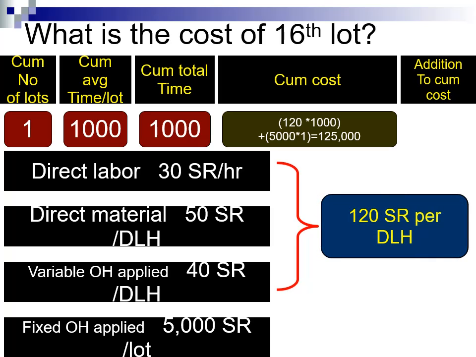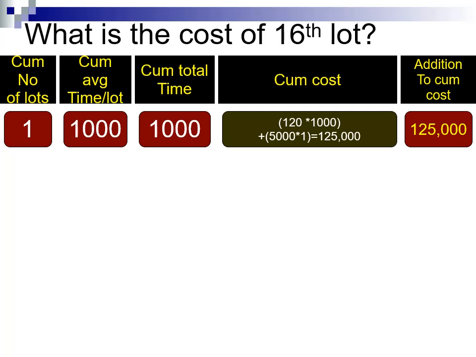So, we multiply 120 Saudi Riyal by 1,000 labor hours, and that plus the fixed overhead of 5,000 Saudi Riyal. The result will be 120,000 plus 5,000, and the net result will be 125,000 Saudi Riyal. So the total cost for the first lot, which contains 200 training folders, is 125,000 Saudi Riyal.